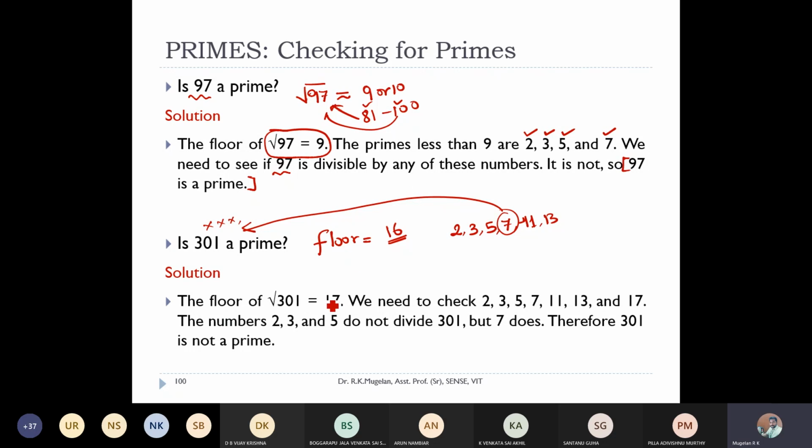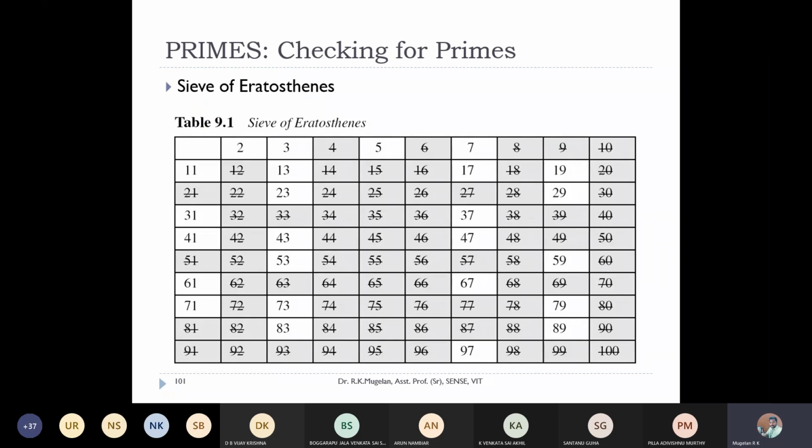Here I have chosen 17 as a floor value. You can choose 17 or 16, whatever you wish. Here 7 divides 301, so 301 is not a prime number. So it's the simplest way to find prime numbers.